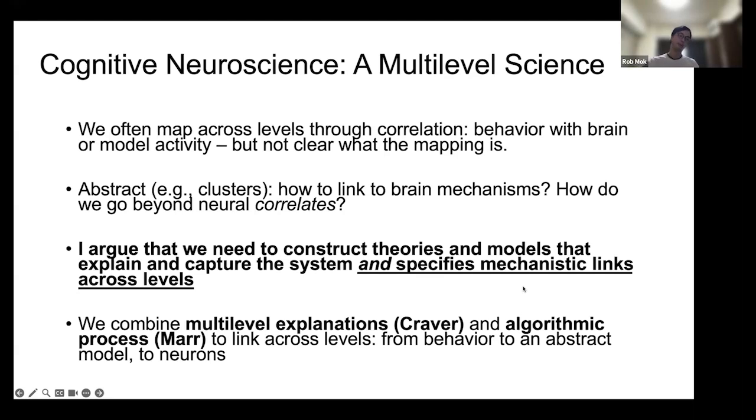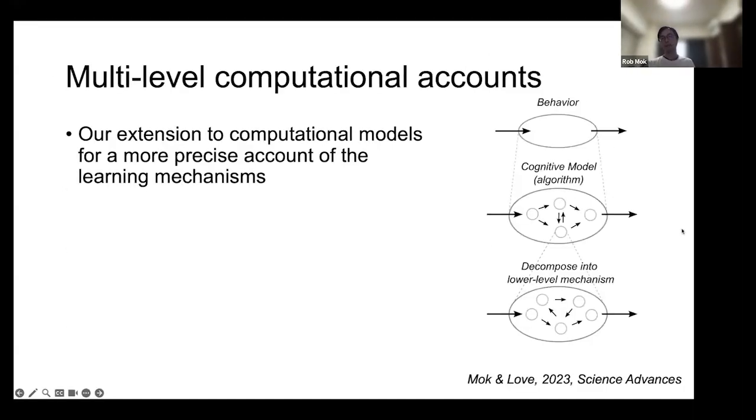So in this project, I will talk about how we combine these multi-level explanations, and now we're in the process of linking across models, across levels from behavior to an abstract model to neurons. So as you might remember, I talked about mechanism and multi-level mechanism, how we can have a behavior that is explained by some mechanism. In this case, the cognitive model that I showed you earlier, and we want to decompose this model into lower level mechanisms to then explain both the model and the behavior.